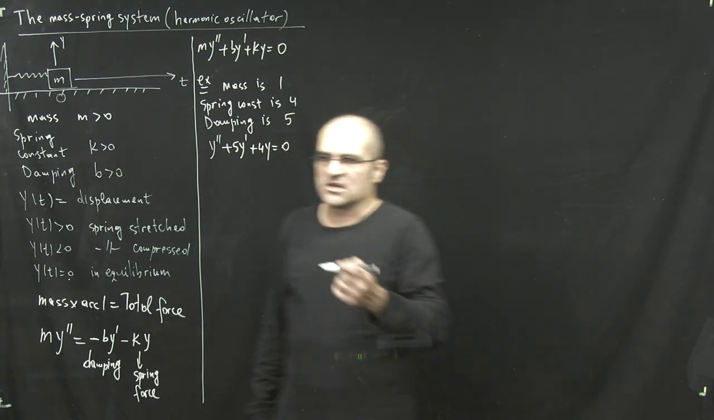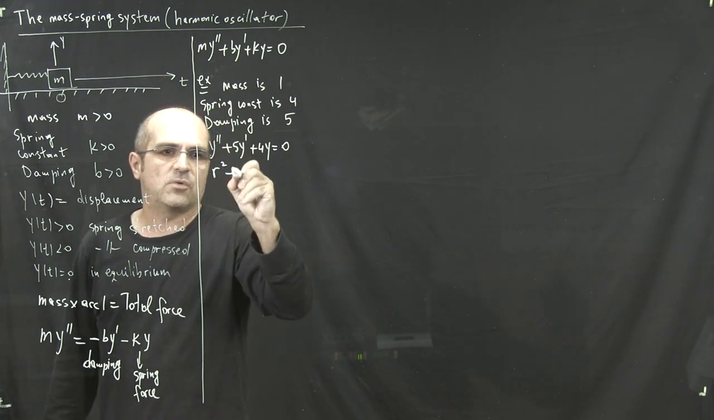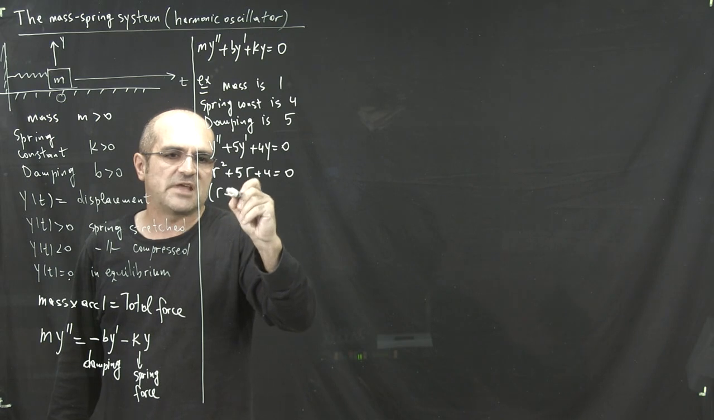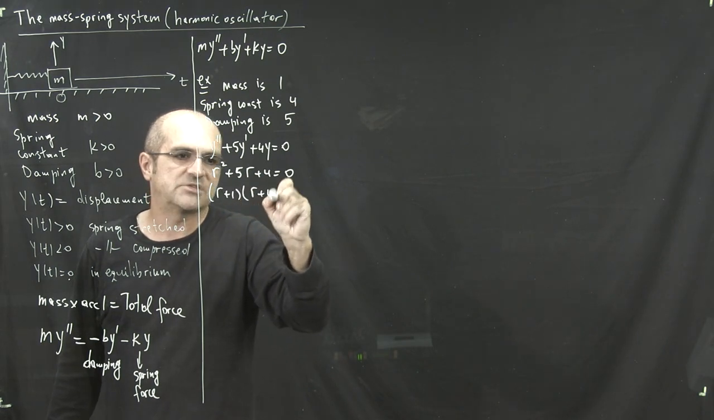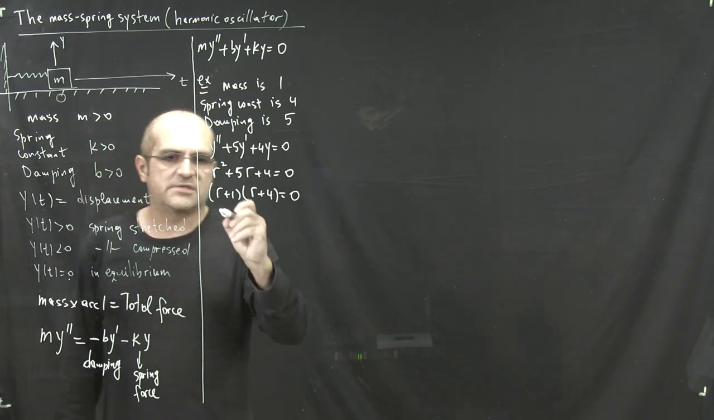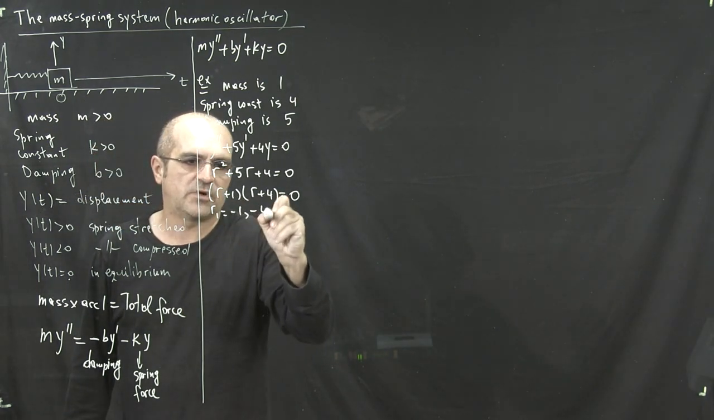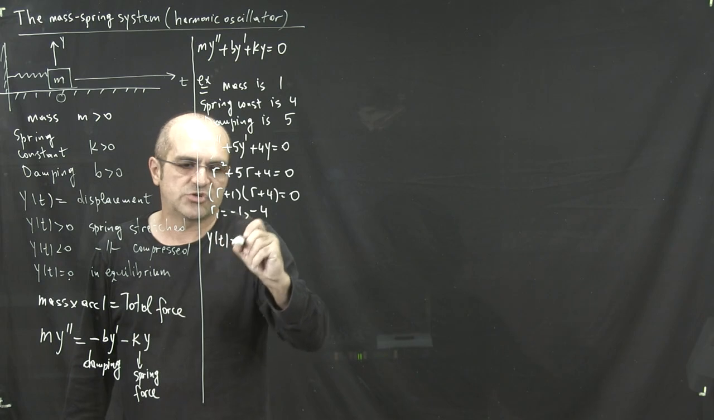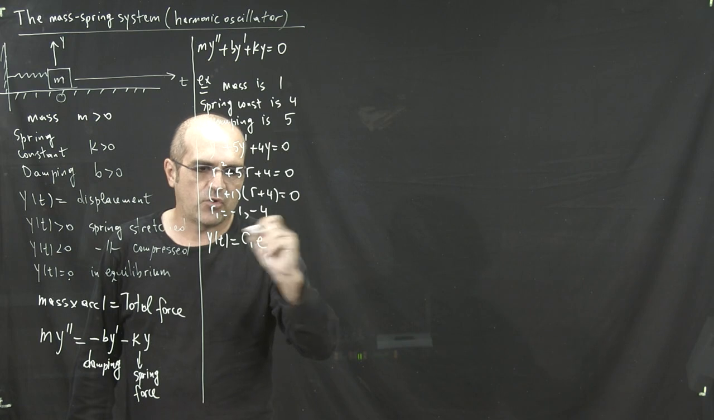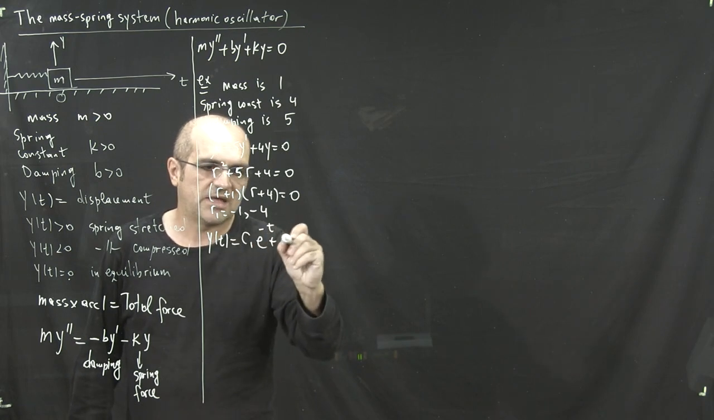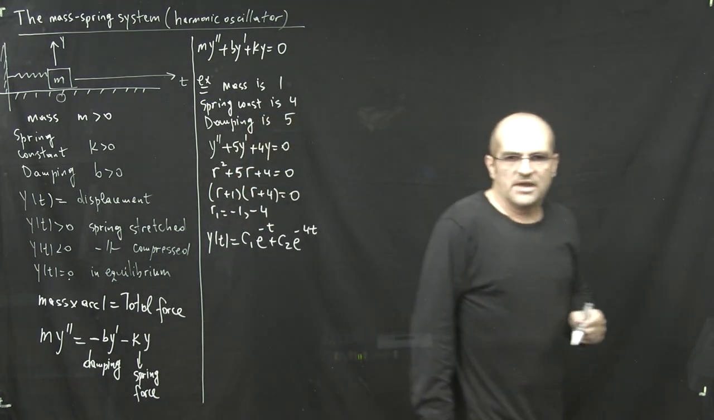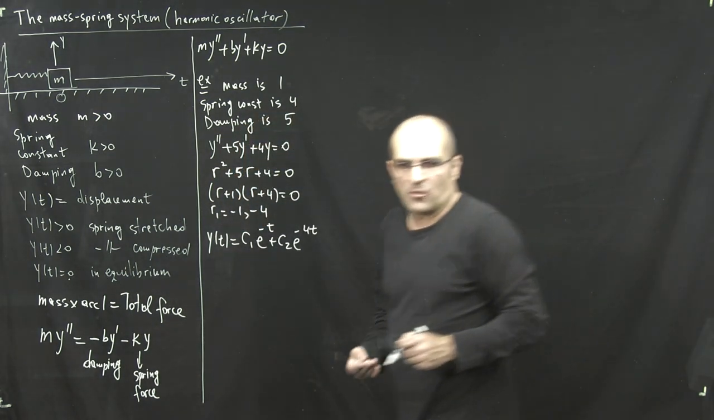And then you can proceed and solve this and find the equation of motion. In fact, this is easy to solve. Let's just do it. r squared plus 5r plus 4 equals 0. This factors nicely into (r plus 1)(r plus 4), and then, of course, the roots are minus 1 and minus 4. So the equation of motion, or the displacement of the mass attached to the spring, will be in the form of c1 e to the minus t plus c2 e to the minus 4t. So what are c1 and c2? Well, that has to come from initial conditions.